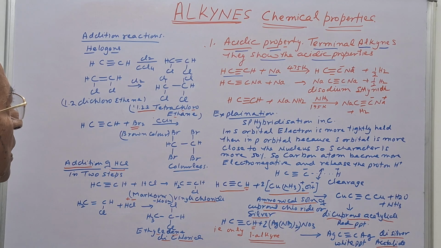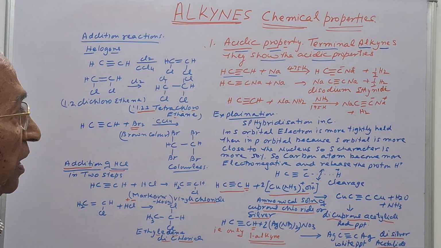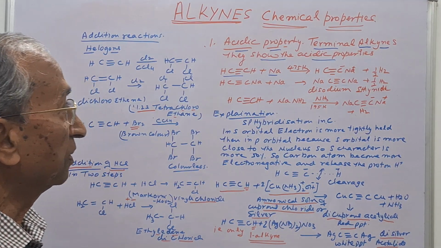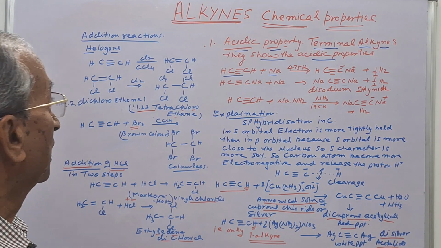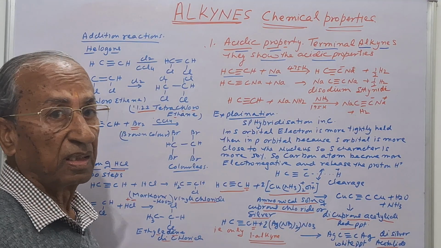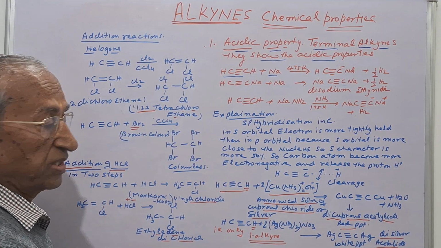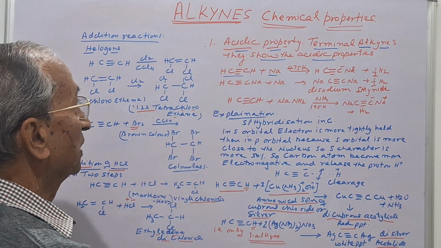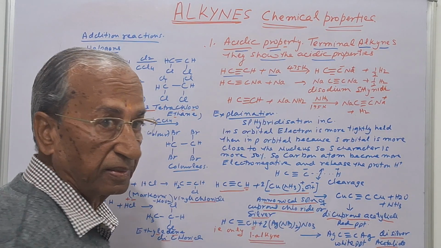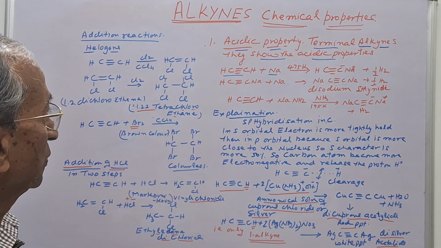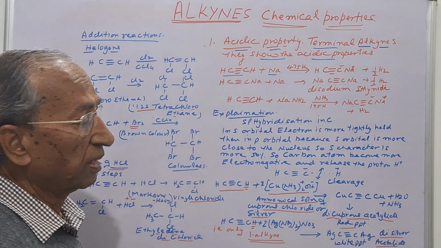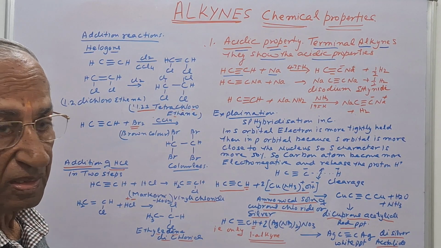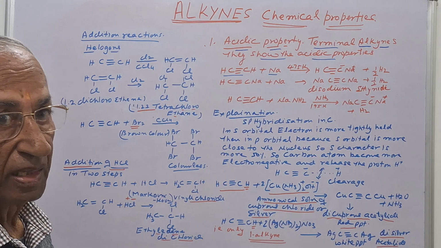You see, alkynes have a triple bond between carbon atoms and they are the most reactive in nature. They undergo addition reactions, oxidations, and the most important property is the acidic property. Acidic property means when the compounds react with metals to form their salts and hydrogen gas is released.